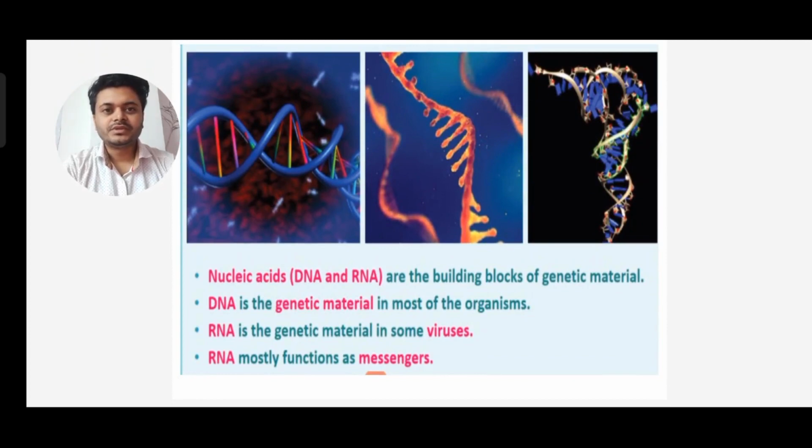First we know that there are two types of nucleic acid, DNA and RNA, and these are the building blocks of genetic material. DNA is the genetic material of most organisms, including human beings. RNA is the genetic material of some viruses, like coronavirus, and RNA mostly functions as messenger.